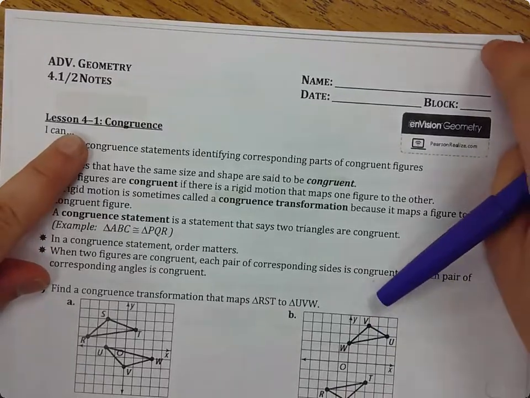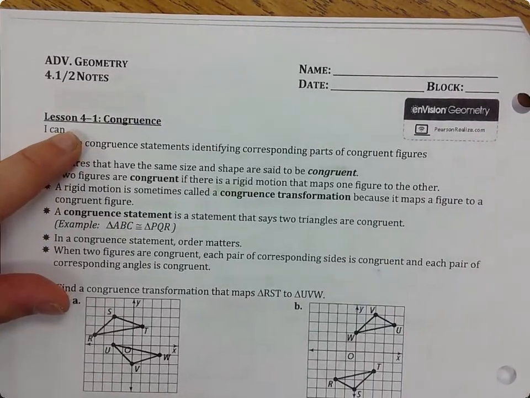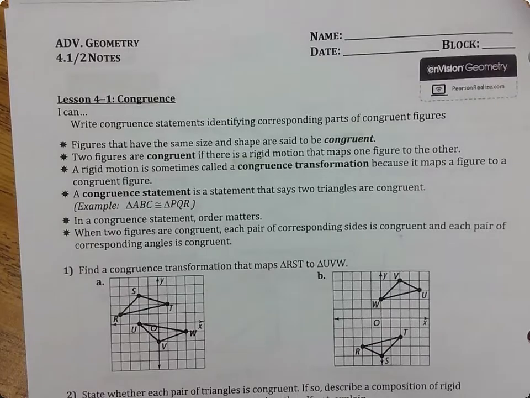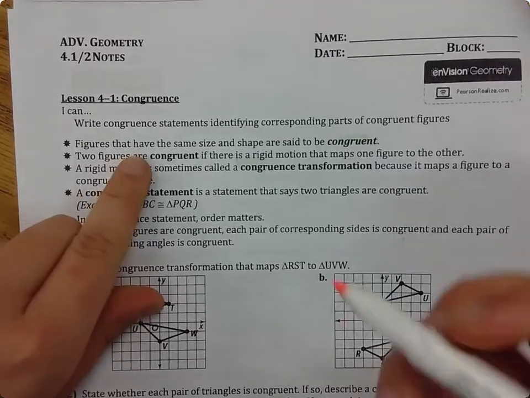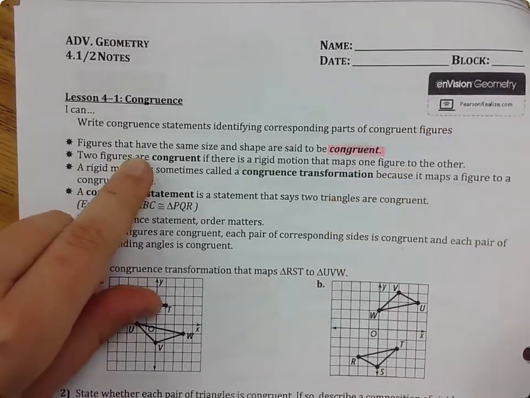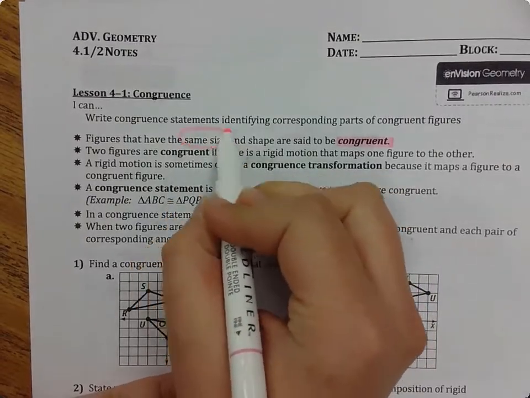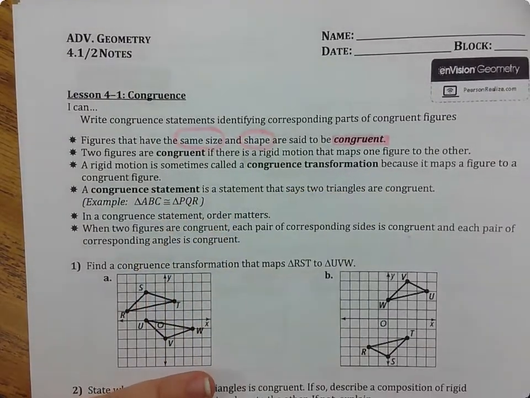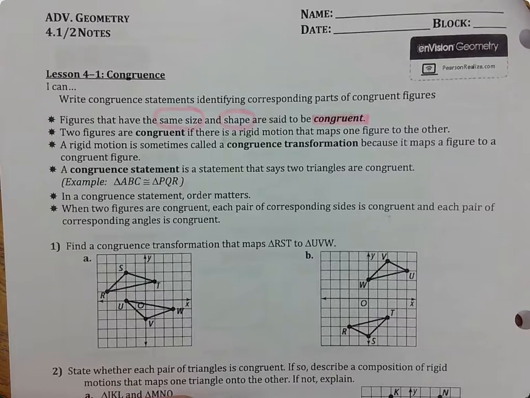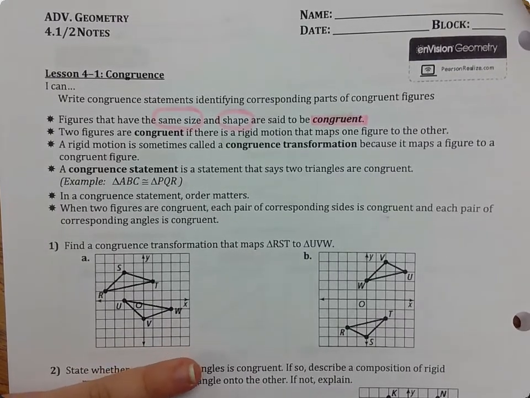Lesson 4-1 is all about congruence. And we know that two figures that are going to be congruent are going to be the same size and the same shape. So that's kind of our definition. That's our criteria. Same size and same shape.